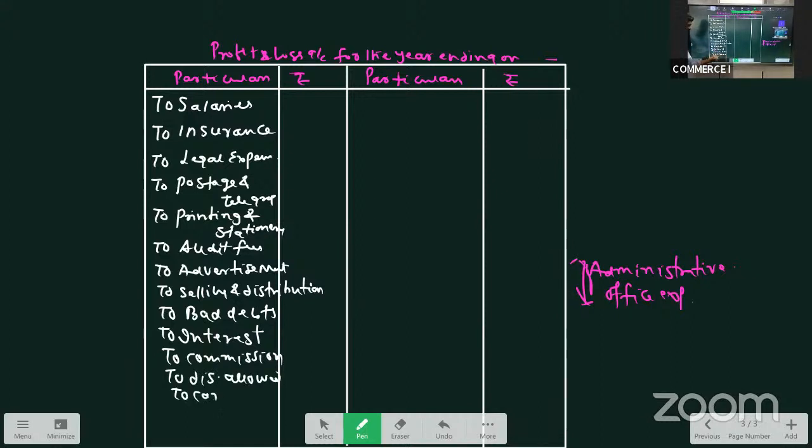Carriage on sales. If you remember, carriage on purchase we take in the trading account. Carriage on sales will be taken here. And one very familiar item is depreciation on fixed assets. On the credit side, we begin with gross profit brought down.